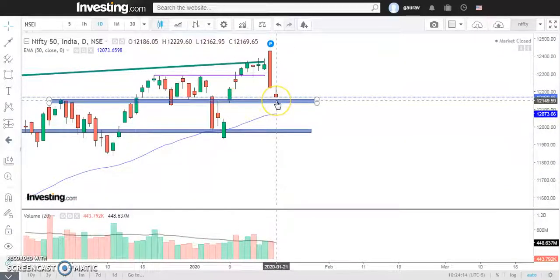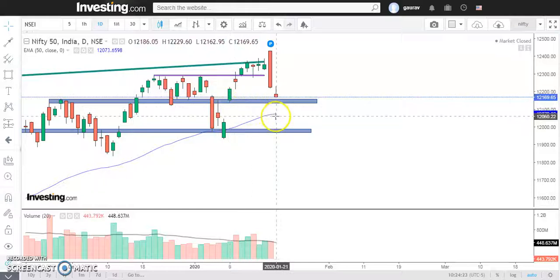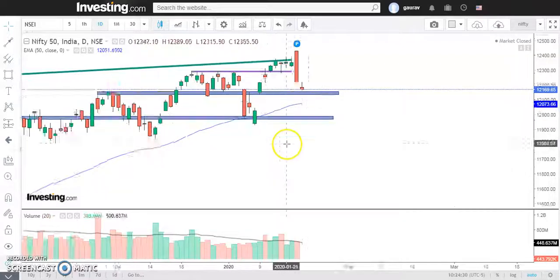First is 1240 to 1050. This is the important support zone. Look at this candle of 1232. Below this we can head towards the next support, which comes near 120670, which matches with EMA.